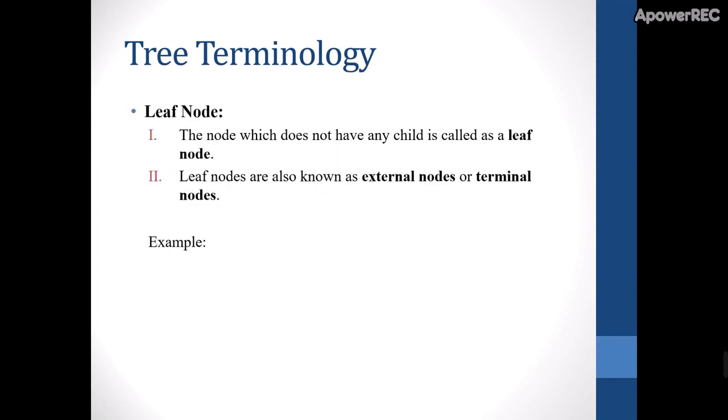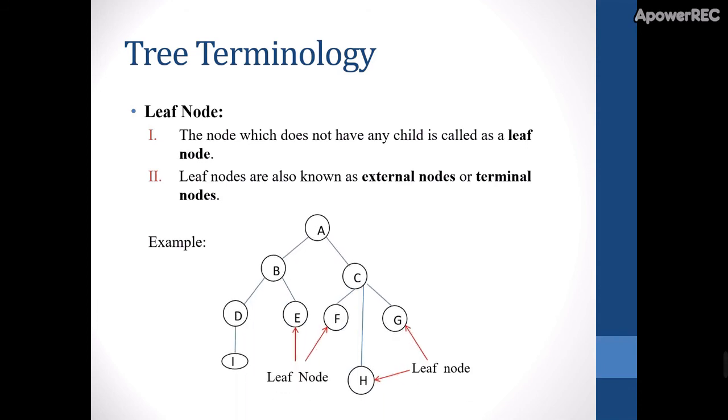Next we see leaf node. We have seen internal nodes, now we'll see leaf nodes. What is a leaf node? A node which does not have any child. In the previous part we saw that A, B, C, D are internal nodes because each has at least one child. But when a node does not have any child, that is a leaf node. It is also known as a terminal node or external node. Why? Because no further child is there under this node. Therefore this is a leaf node.